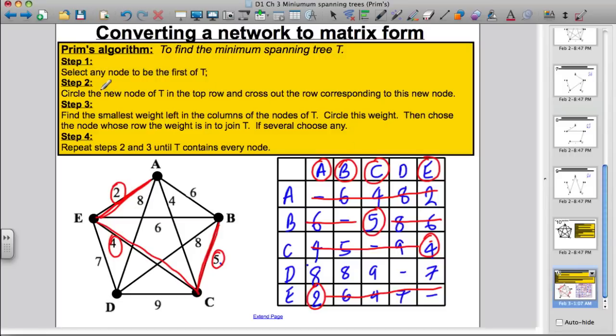Now I look, I find the smallest weight left in the columns. There's an 8 here, an 8 here, a 9 here and a 7 here. The smallest is clearly that 7. So ED is also going to be included in my minimal spanning tree. ED there. I'm going to circle D up here and cross out the Dth row. Now we can stop because we have every node circled at the top. And my minimal spanning tree is 2 plus 7 plus 4 plus 5, which again you'll find is 18.